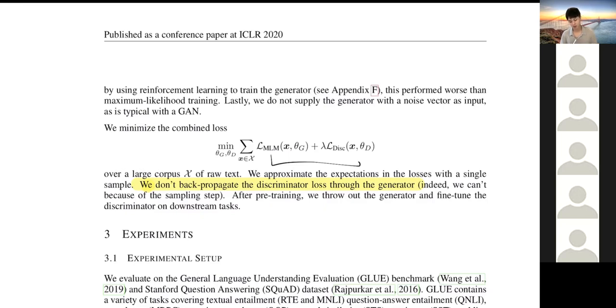Especially it's fine because you're pre-training, you're not exactly training towards your target task. Discriminator training is not your target. What you want to do is use the discriminator for your target tasks, such as question answering.